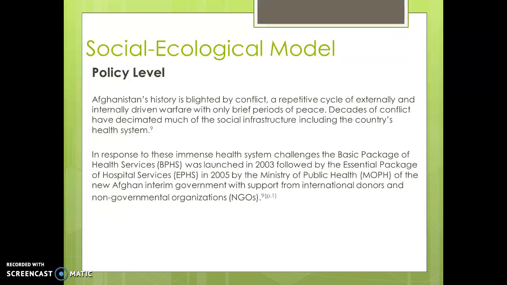As with the community level, war and conflict has impacted the rise and fall of the Afghanistan government, which has major consequences on policy. However, through these challenges, the new Afghan interim government established the Ministry of Public Health that has been working effortlessly to improve the maternal mortality rates. Through working with international donors and many non-governmental agencies, a basic package of health services policy was crafted and launched, which actually helped increase access to health care.